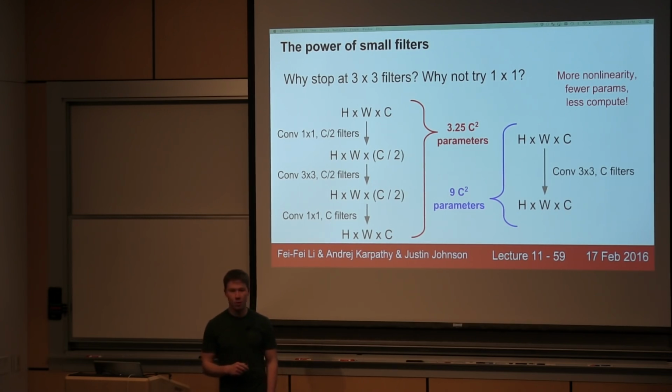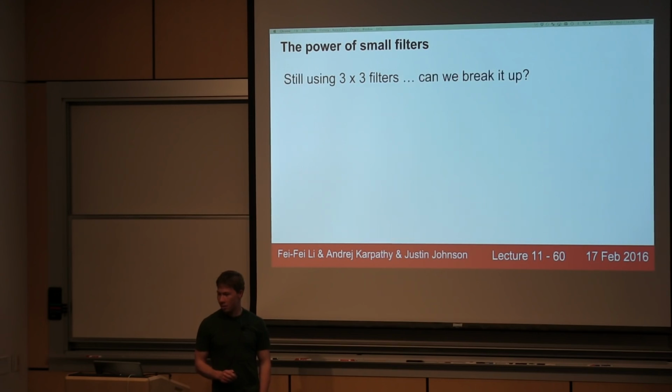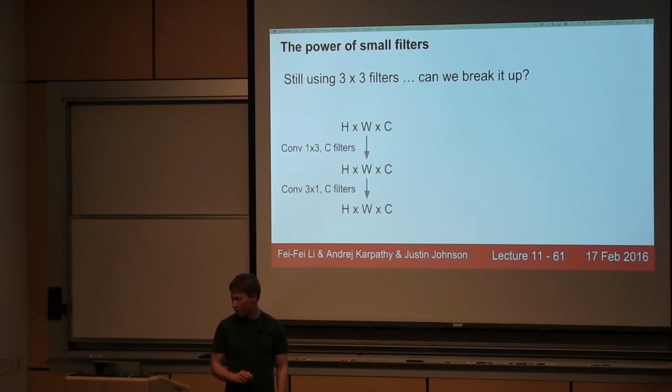But it turns out that you don't really need the spatial extent. Even just comparing this sandwich to a single 3x3 conv, you have the same input-output volume sizes, but with more nonlinearity, cheaper to compute, and fewer learnable parameters. Those are all nice features. But there's one problem: we're still using a 3x3 convolution in there somewhere. And you might wonder if we really need this. And the answer is no, it turns out.